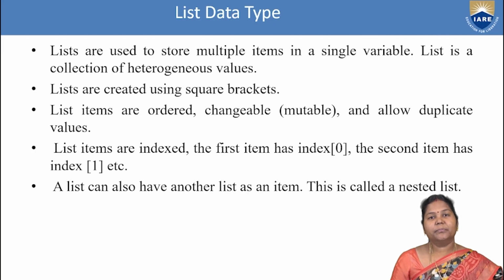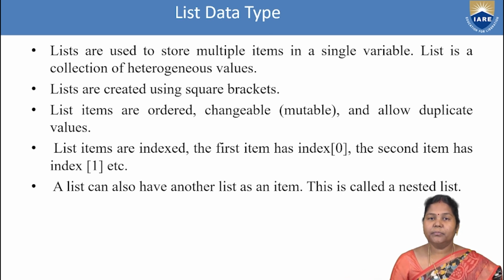Now, list is one of the most popular data structures in Python, where we can store a heterogeneous collection of data items within square brackets. So lists are represented using square brackets. The list items are ordered, so the indexing mechanism can be used. The first item can be accessed using the index number 0, then 1, and so on.